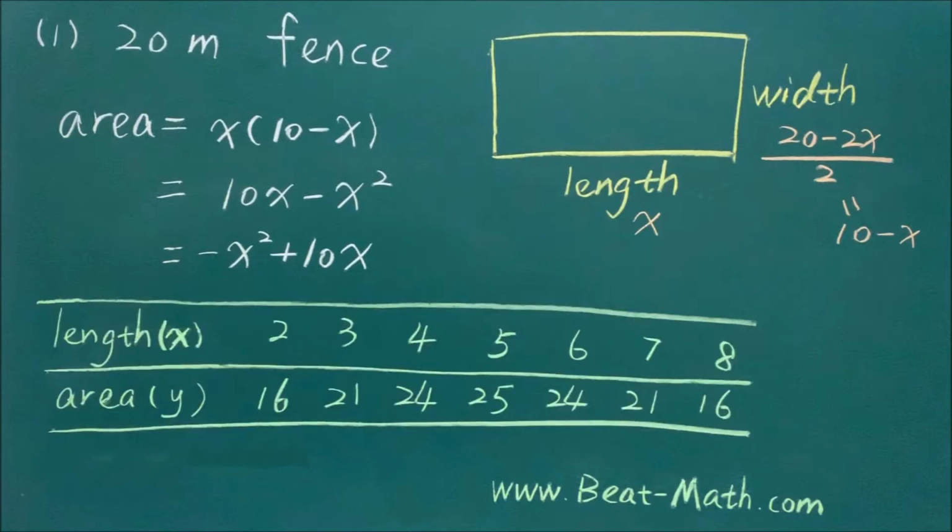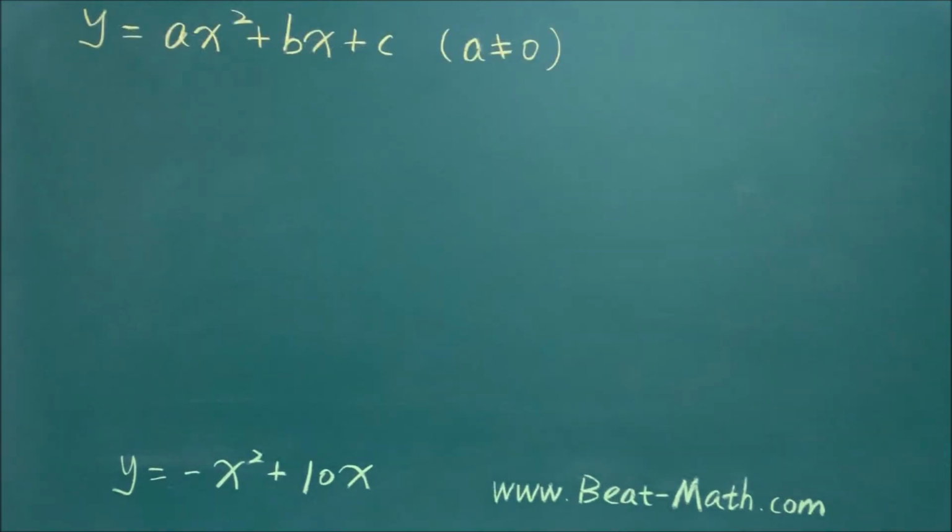Now let's make a table to see the values better. In this table, the area of the rectangle y changes when the length x changes. This relationship between the two variables can be formed in a function y equals negative x squared plus 10x. Generally speaking, the function is a form of y equals ax squared plus bx plus c, where a, b, and c are numbers and a cannot be equal to 0.